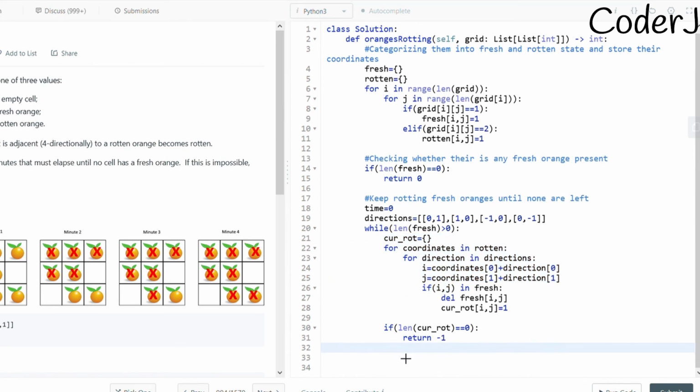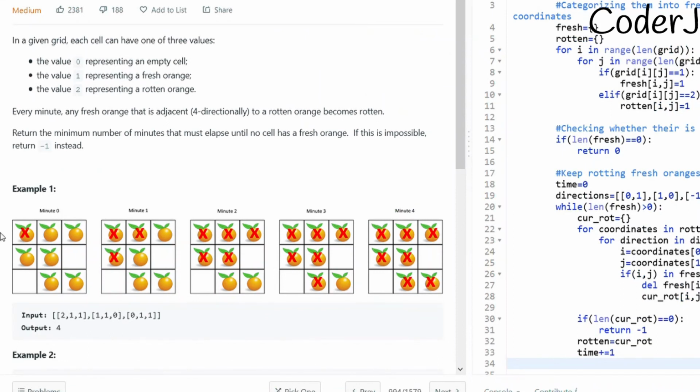Okay, and now in order to optimize this, rotten will become cur rot, and time will become +1. Why did I do this? Just for an example, let's say we have a fresh orange at 0 comma 0, right? After 1 minute, it has converted its neighbors, that is 0 1 and 1 0, into the rotten state, right?